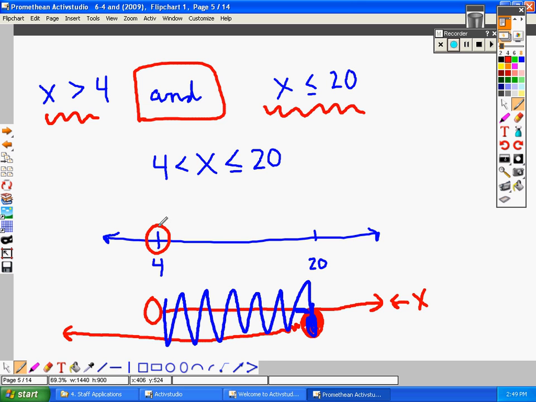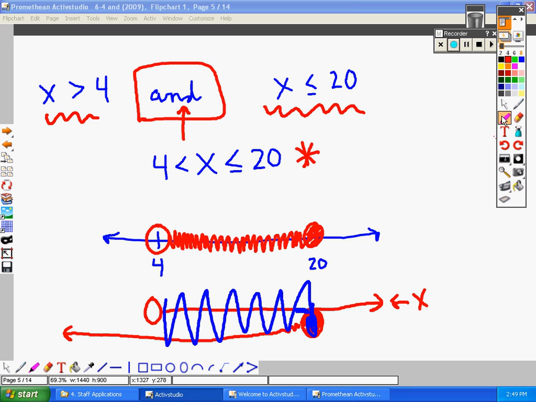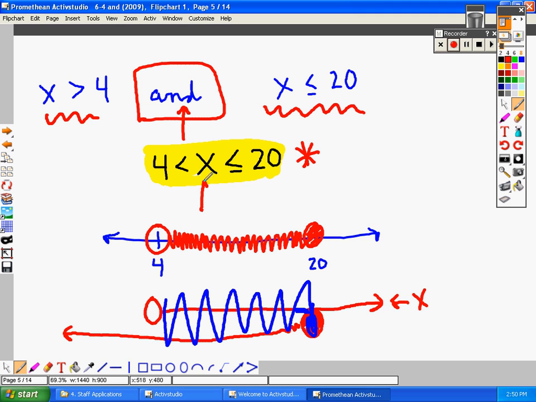So the answer would be an open circle on 4. It'd be everything between 4 and 20, including the 20, but not including the 4. And this is very, very important to write down because with conjunction or "and" problems, sometimes you'll see the word "and," but other times you'll see it written like this: 4 < x ≤ 20. If you have two less than signs, they could be less than signs or less than or equal to signs. But as long as you go from least to greatest, you notice the 4 is smaller than the 20. This means that x is between 4 and 20, including the 20.